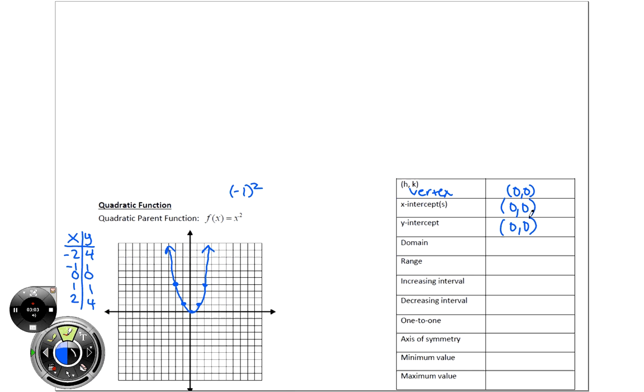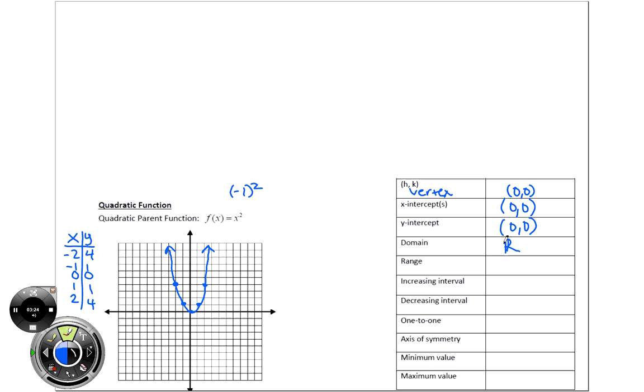What would be the domain for this function? All real numbers. You can still plug in any value and get a result, or you can see from the graph, you can pick an x way over here. It'll have a point on the graph. It'll just be really high up. All right, what about the range?